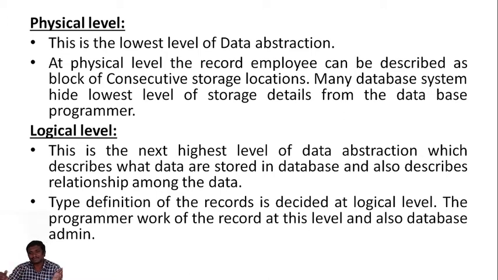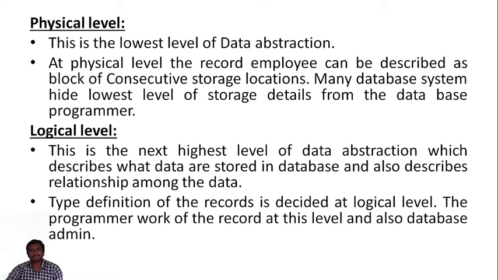So what is the consecutive storage location of the memory? We can't see it. This is a kind of abstraction. This is the physical level. At the physical level, the record employee can be described as a block of consecutive storage locations. Many database systems hide the lowest level of storage detail from the database programmer or database admin. Those who are working on a database can't see how the data are stored in consecutive storage locations in memory. We can't see it.